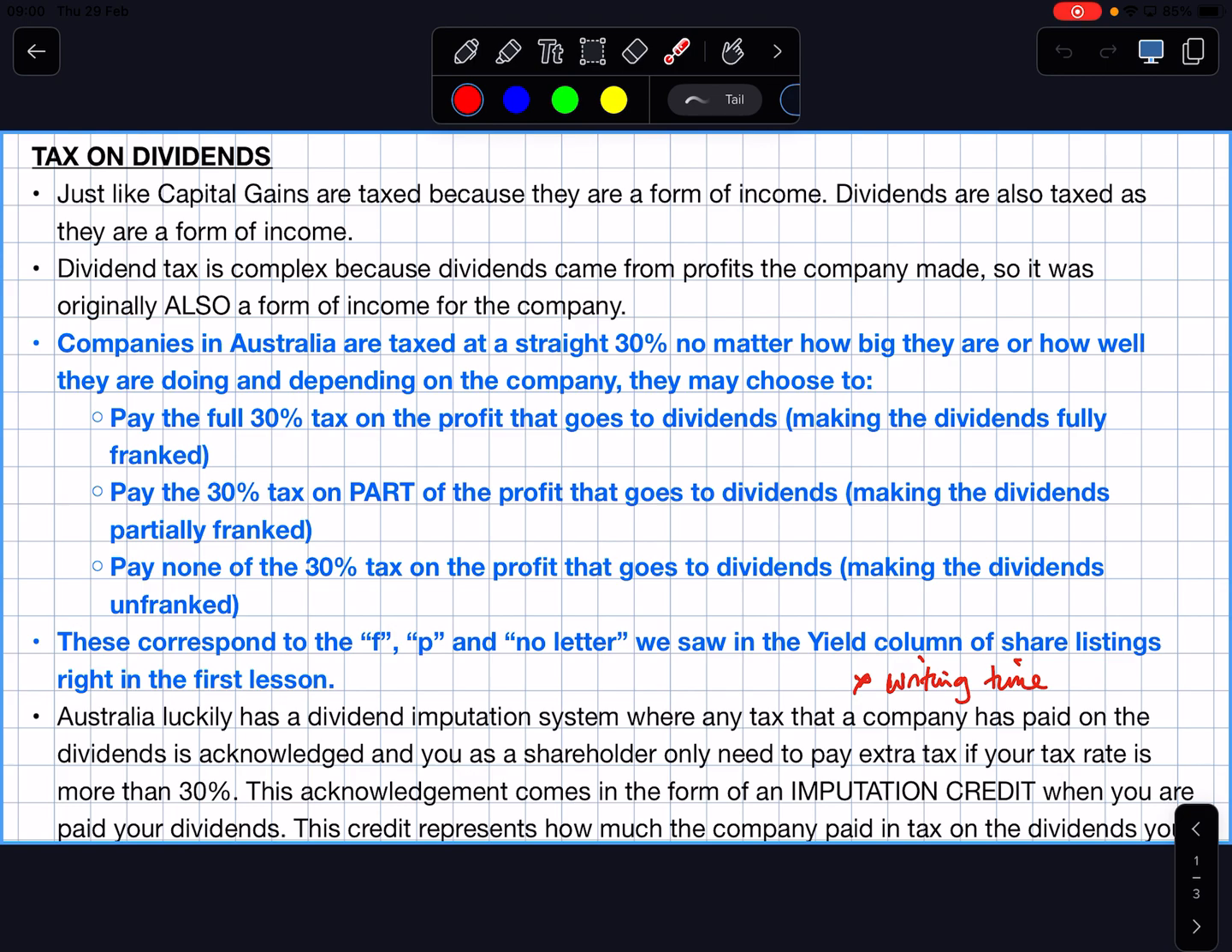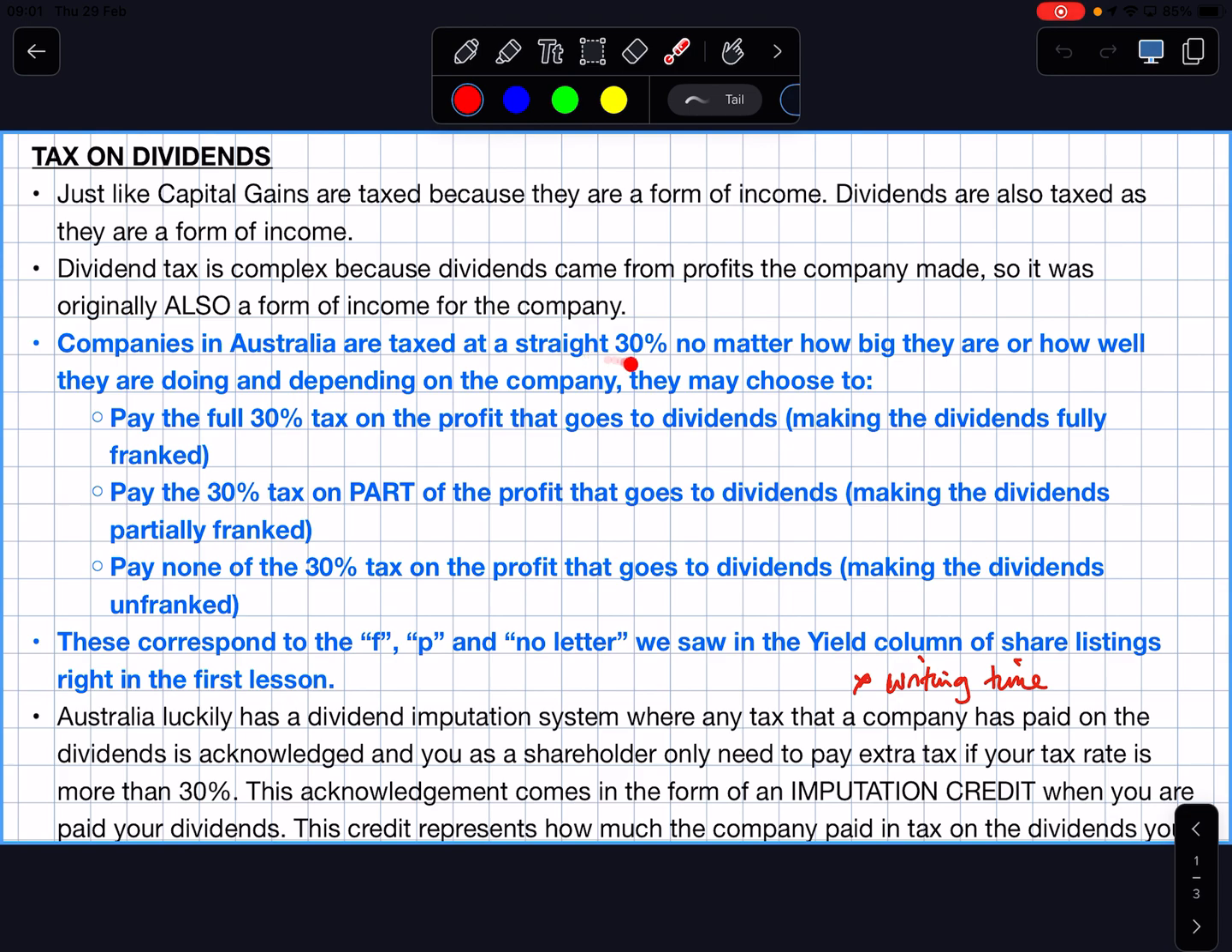Do you remember what the highest tax rate was for people in your capital gains tax? 45. So companies get taxed less than that, and companies can be making billions of dollars, okay? So we kind of get a raw deal if we earn heaps of money and we're just a person, versus a company only gets taxed a straight 30%, no matter how big they are or how well they're doing.